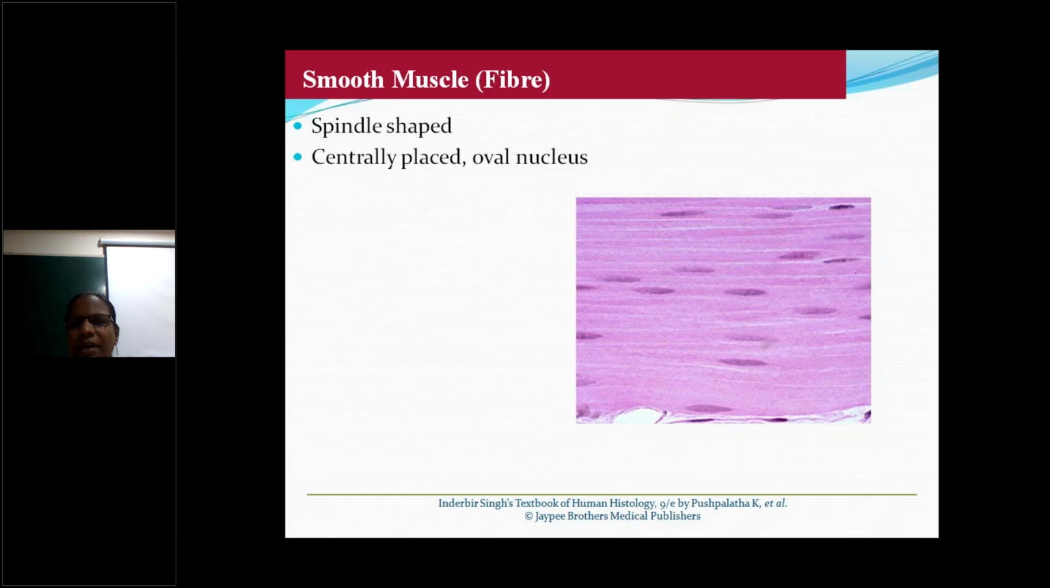An individual muscle fiber with a centrally placed round nucleus and smooth sarcoplasm is present. This is a transverse section of the smooth muscle.